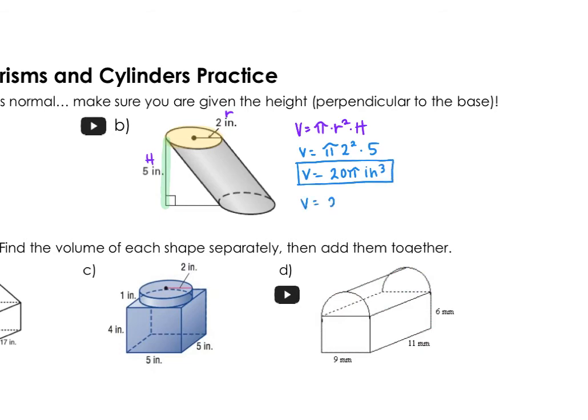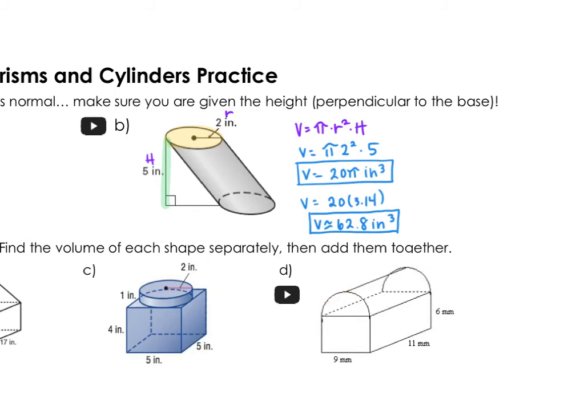And to find my approximate, I'm going to do 20 times 3.14. So 20 times 3.14 should get 62.8. So my approximate answer is 62.8 inches cubed. So oblique shapes, we find the volume as though it's a regular shape, but make sure we just use the correct height. The height that we need is this height right here. If you are given this height, you can use Pythagorean theorem to find the height that you need.